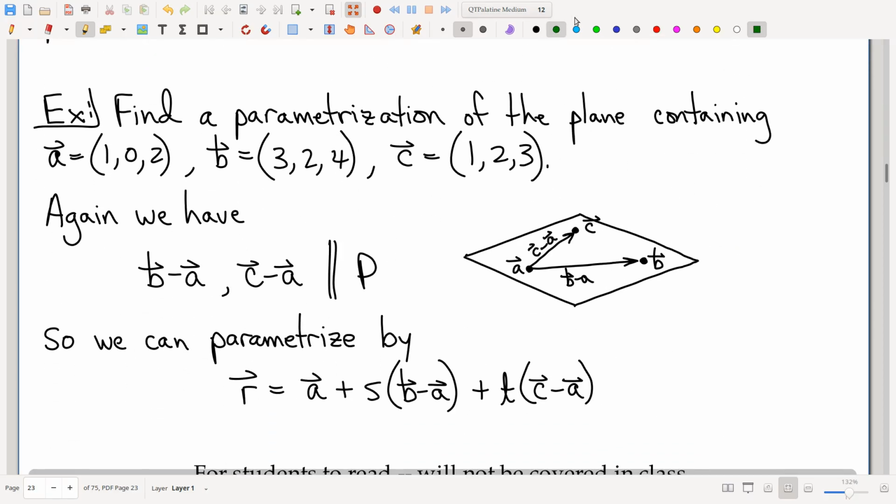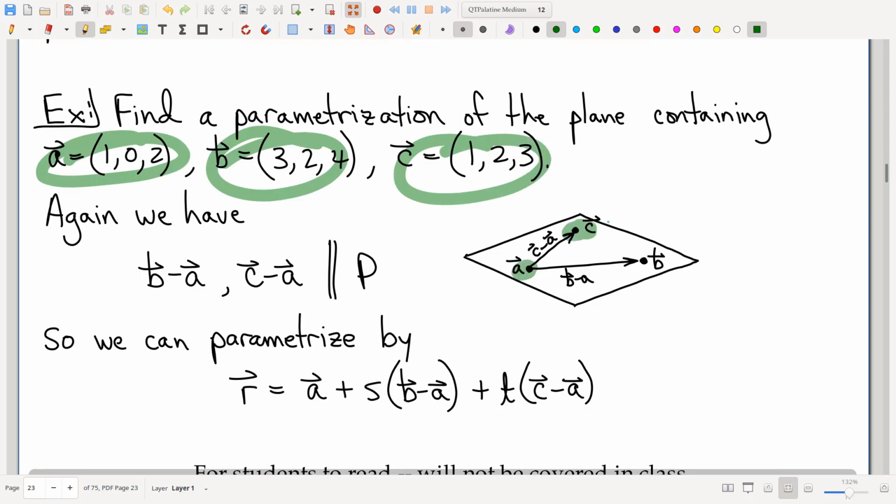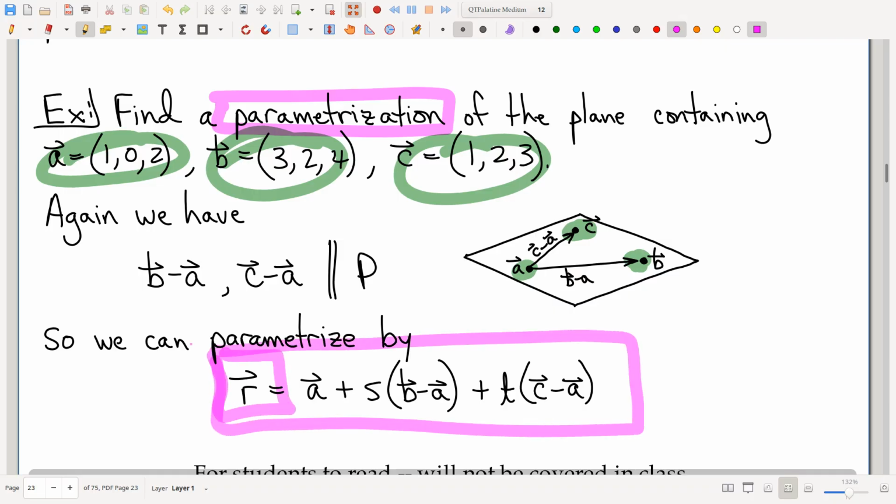Okay, so an easy example. We'll start with the same givens we had in one of our earlier examples. Suppose I have three points, and the goal is not to find the equation. Again, we want to distinguish between parameterizations and equations. How do I parameterize? We use the construction we just talked about. All we need is a couple of vectors parallel to the plane, and again, pairwise subtraction will do that.